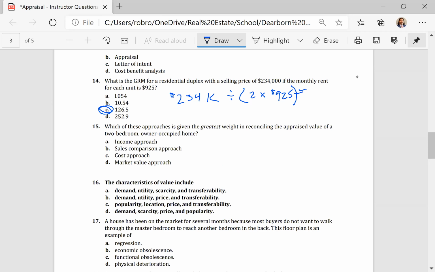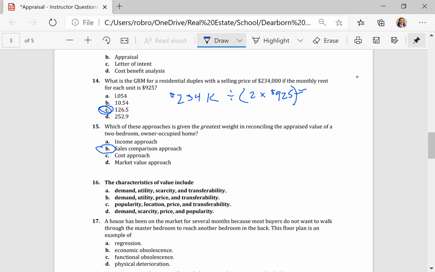Make sense? All right, 15. Which of these approaches is given the greatest weight in reconciling the appraised value of a 2-bedroom owner-occupied home? What do you like for 15? Sales comparison is what I had. You got it. Sales comparison.